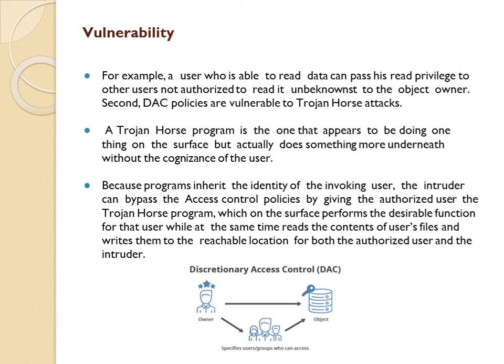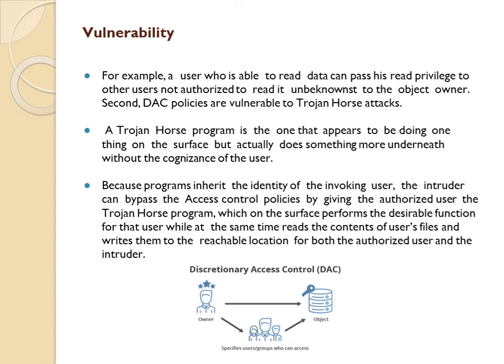The vulnerabilities include, firstly, a user who is able to read data can pass his read privileges to other users who are not authorized. Secondly, DAC policies are vulnerable to Trojan horses. As you know, a Trojan horse is a program that does one thing. Suppose a Trojan horse can be a game which you think is a game, but from the back door it does something unusual, like providing information to other parties.